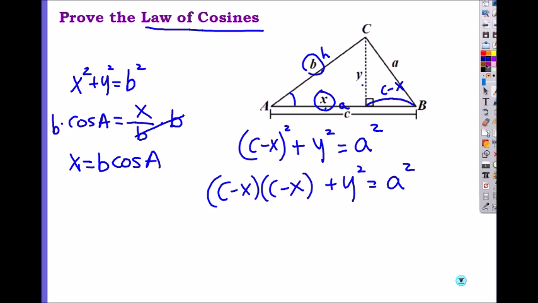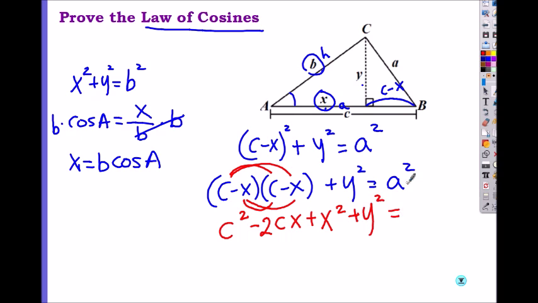So now what do you do here? C times C is C squared. C times negative X is negative CX. Negative X times C is negative CX. So another negative CX makes it negative 2CX, right? And what's negative X times negative X? Positive X squared. And you have Y squared equals A squared.